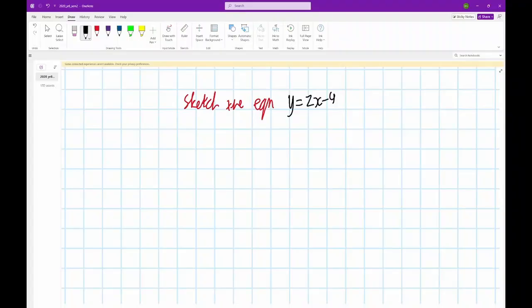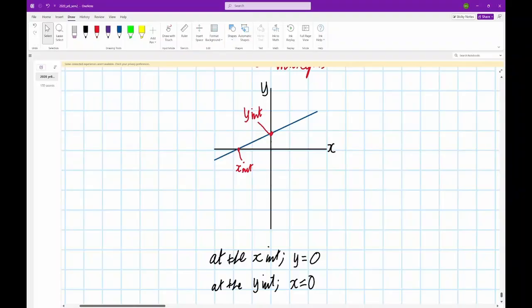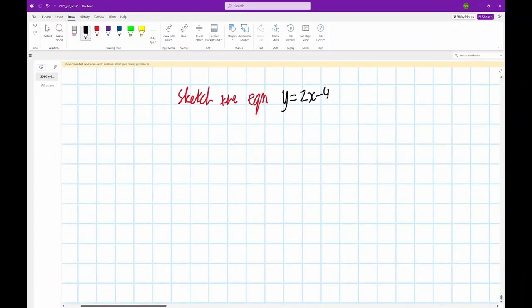We have y equals 2x minus 4. And so what we need to do is find 2 points. And what did we just learn before? The easiest 2 points to find are going to be the x and y intercepts, because the other coordinate will always equal 0. So for example, let's do the x-intercept first. What does y equal at the x-intercept? It equals 0. And so therefore we can say 0 equals 2x minus 4.